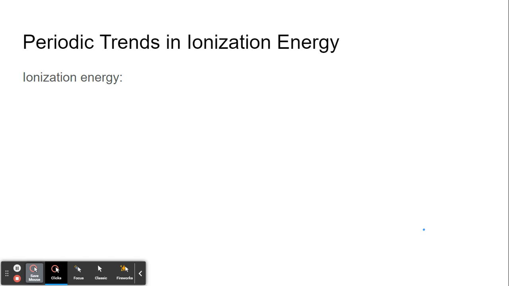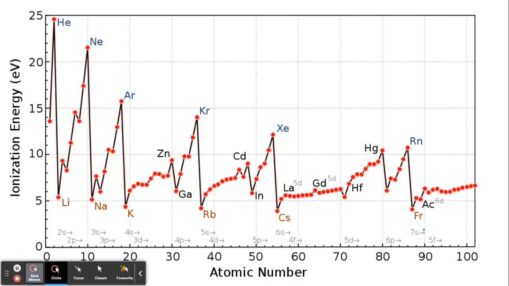Then you probably learned that as you go across a period, ionization energy increases. The closer those electrons are to the positive charge of the nucleus, the higher the ionization energy. The closer it is to having a full shell, the higher the ionization energy. So let's take a look at this graph. And we see that's what's happening.